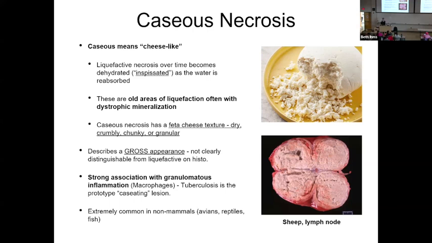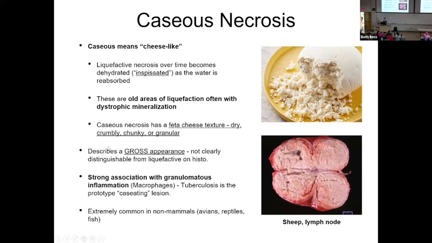So these are basically old areas of liquefaction. They've been sitting around for a while. We've taken all the water out. There's often dystrophic mineralization associated with it, which kind of contributes to the cheesy, chalky, crumbly, gross texture. So it's going to be dry, chalky, granular, chunky.